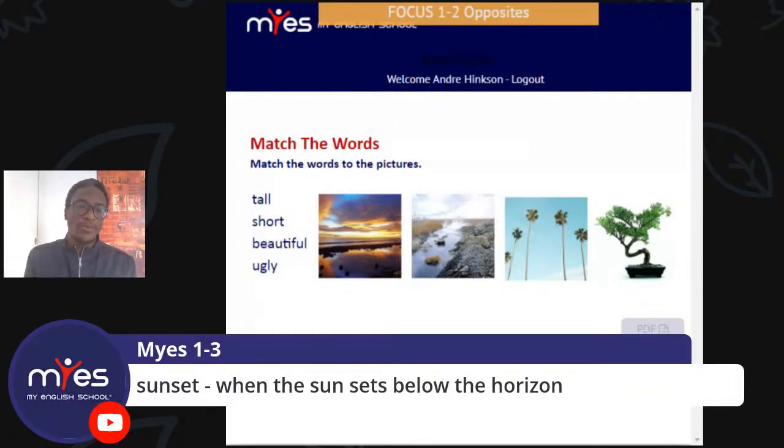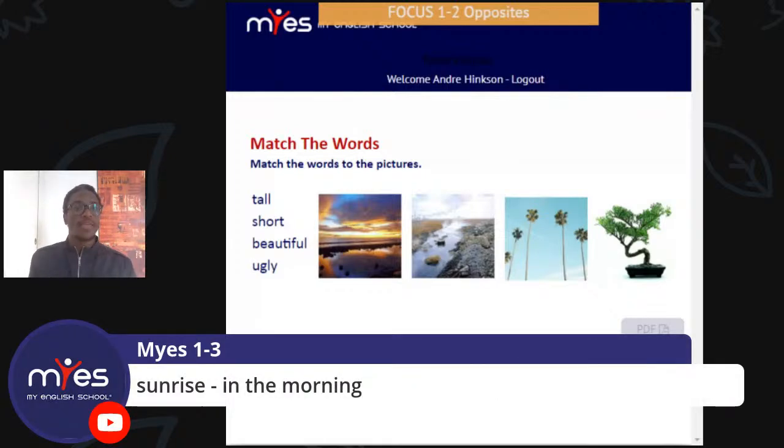Yeah. Remember, we've got the sunset when the sun sets below the horizon, and the verb we use is to set. So set means to decrease or to go down. Yeah. So sunset is when the sun sets below the horizon, and the sunrise happens in the morning when the sun rises above the horizon. So those are the differences between the sunset and the sunrise.